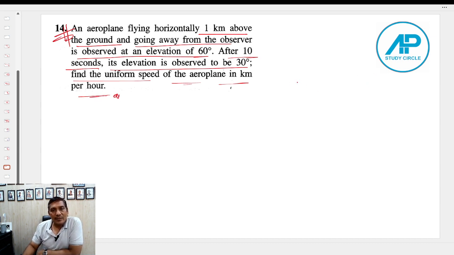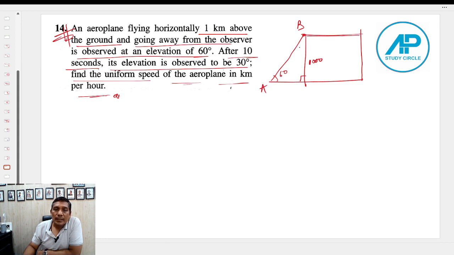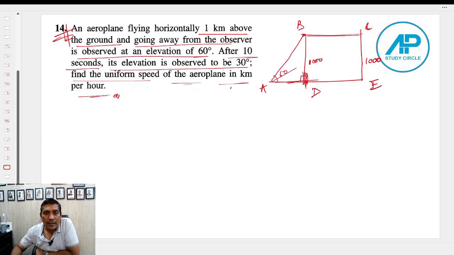So, diagram is very interesting. An aeroplane observed here at the height of 1 kilometer, 1000 meter correctly, and it is flying horizontally. That means altitude is not changing. And after 10 seconds it reaches a point where I find that the angle of elevation changes into 30 degrees. The elevation changes into 30 degrees.